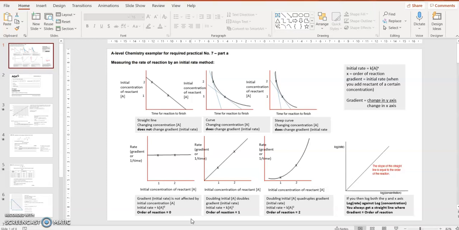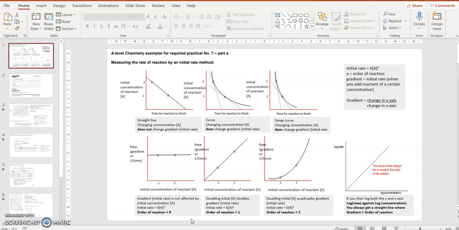It's a straight line. Whereas if you get curves, the top middle curve, as you can see, then approximately doubling the concentration of A halves the time for the reaction to finish. So it goes twice as fast. So that could be the order with respect to A would be 1. So rate equals k, concentration of A to the power 1, doubling the concentration of A doubles the rate.